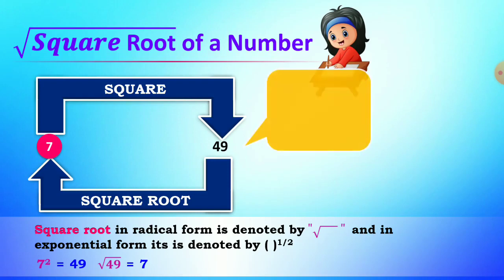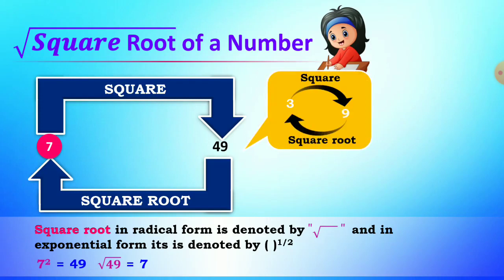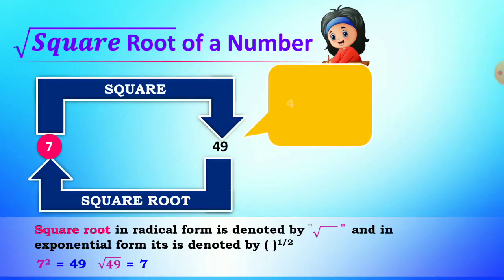Now let's understand with 2, students. If I talk about 2, what is the square of 2? Yes, it's 4. What is the square root of 4? It would be 2. In the same manner, if 3, what is the square of 3? 9. So what is the square root of 9? It is 3. Same way, if I talk about 4, what is the square of 4? Yes, it is 16. So what is the square root of 16?